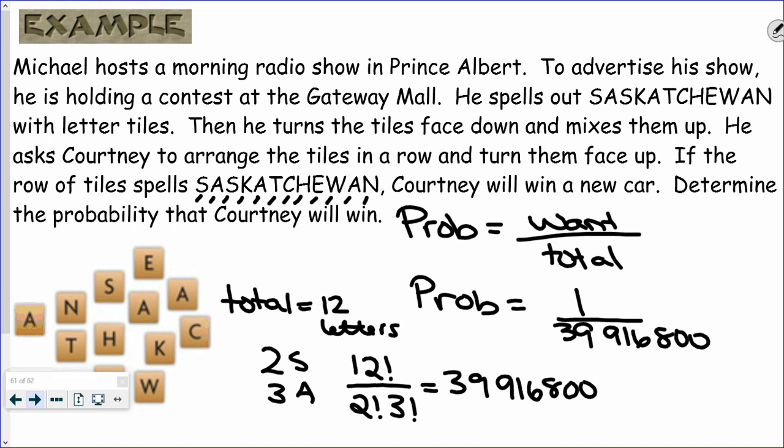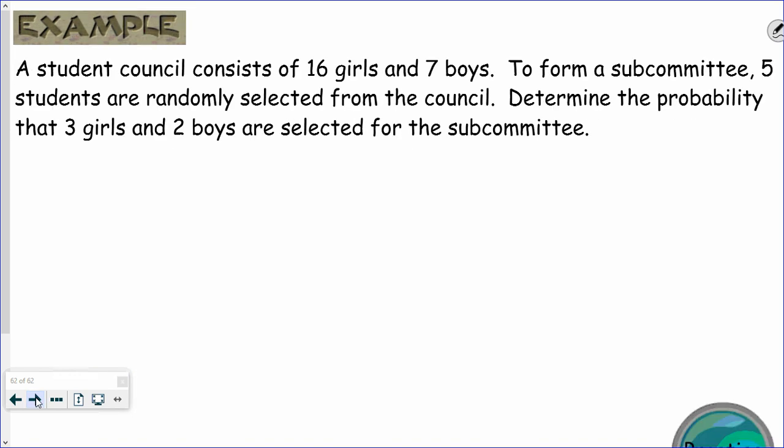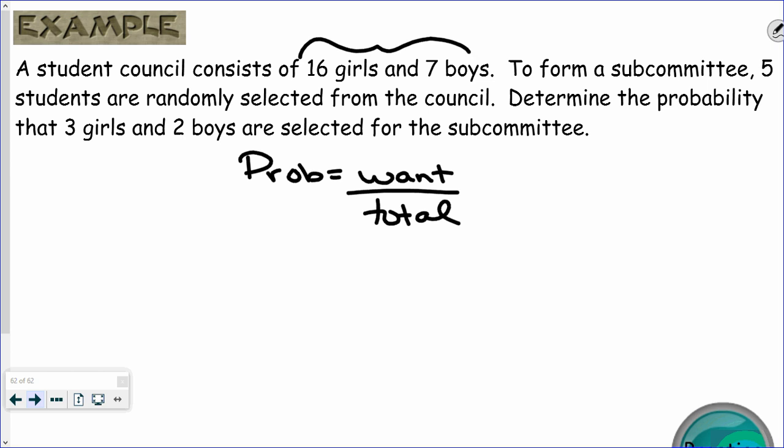All right, and one more example for you on probability. Remembering that whenever we're finding the probability, it is what we want on the top, the grand total on the bottom. So a student council consists of 16 girls and 7 boys. So that means that altogether there are 23 people on the student council. To form a subcommittee, we want 5 students randomly selected. Determine the probability that it's going to be 3 girls and 2 boys. So that's what I want.